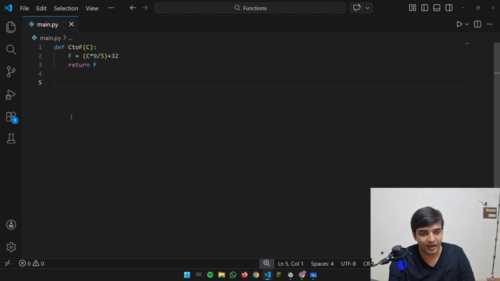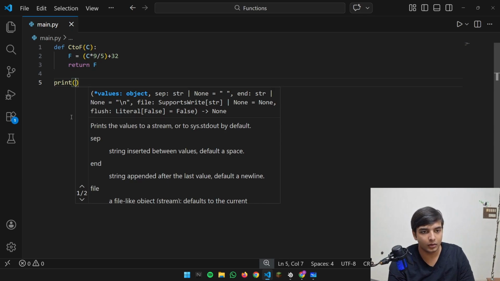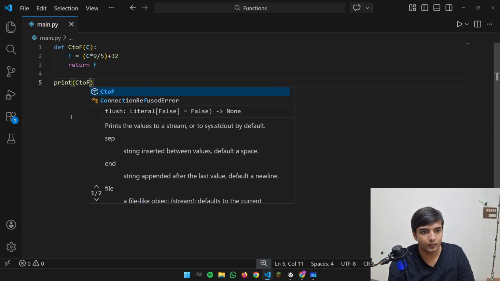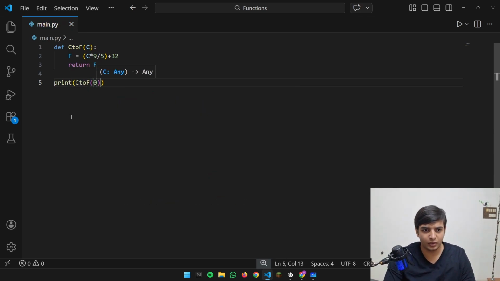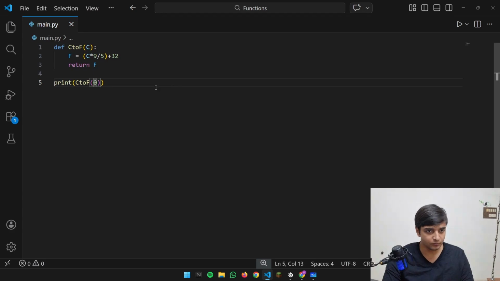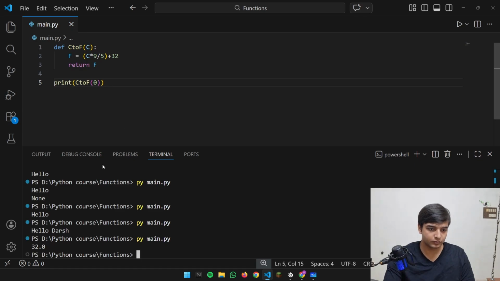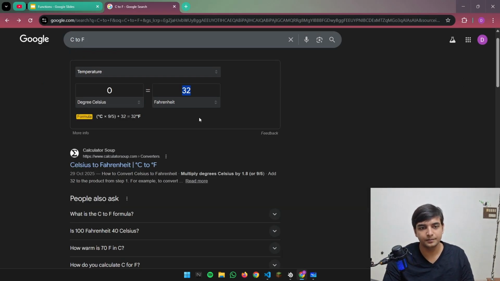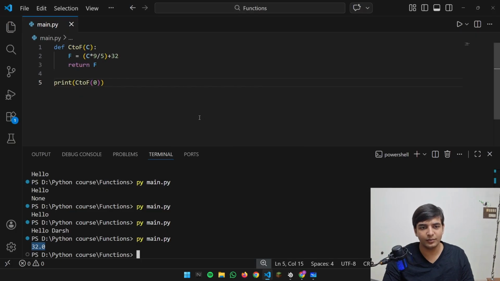Okay, now let's try calling the function. What we'll do is we'll use print again. Say we put 0 here. Yeah, I have a converter here, and 0 means 32 in Fahrenheit. If our result matches this, then we should be good to go. Okay, it gives out 32, which is exactly the answer which we needed. So I guess it's working perfectly fine.